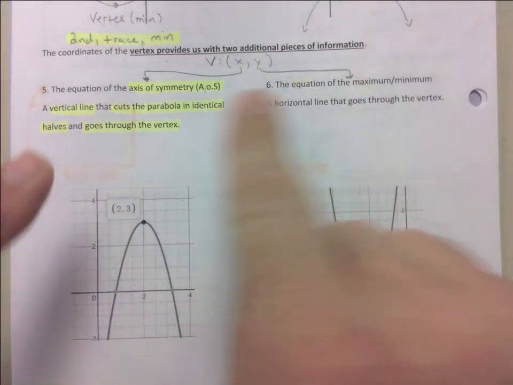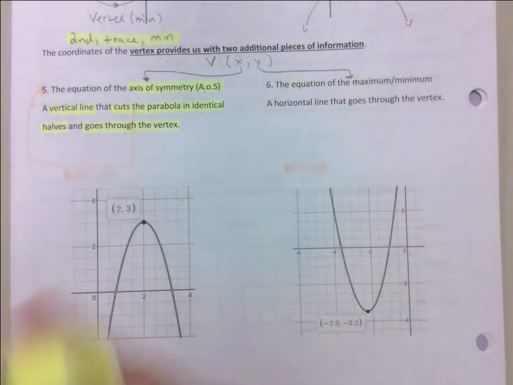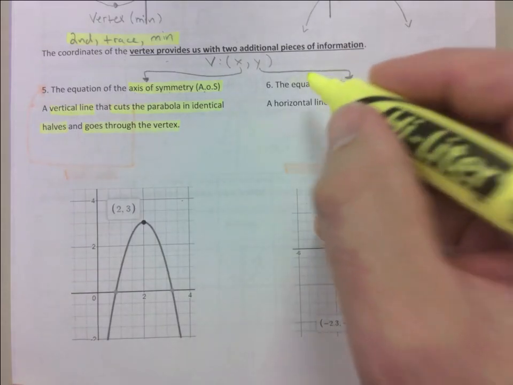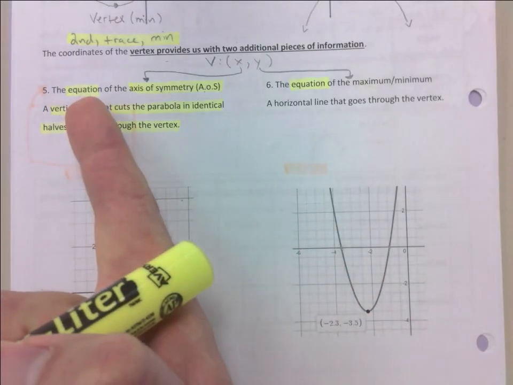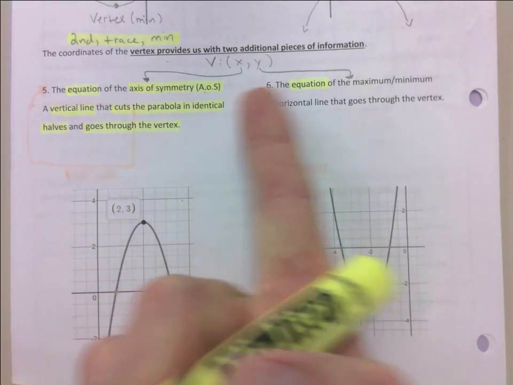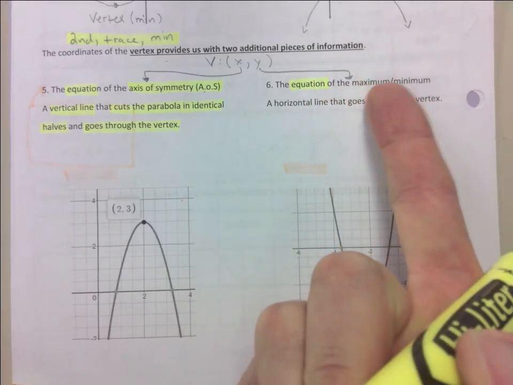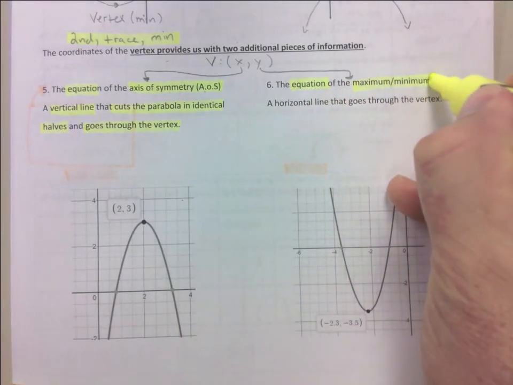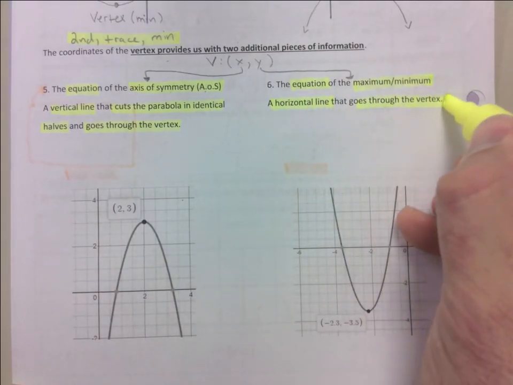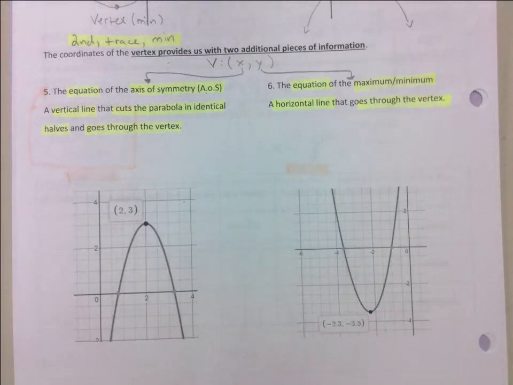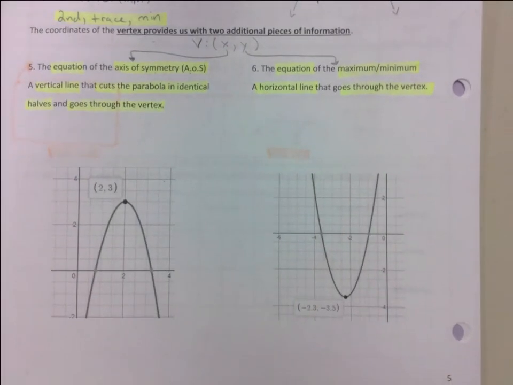Let's first highlight this here. The equation of the max. So the key word is, does it say equation? If it says equation of the axis of symmetry, or equation of either the maximum or minimum, it's a horizontal line that goes through the vertex as well. So these are imaginary lines, okay?